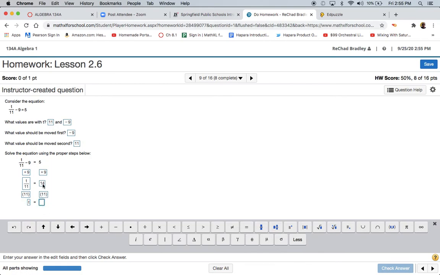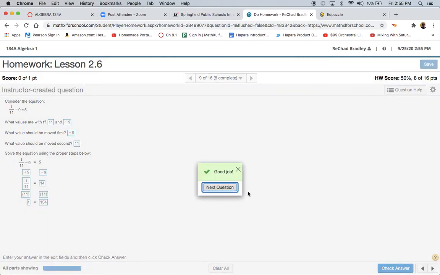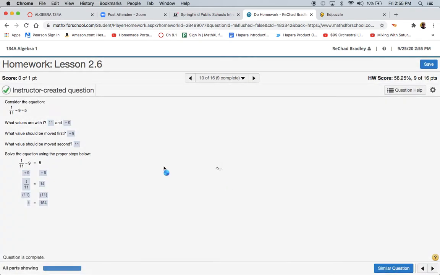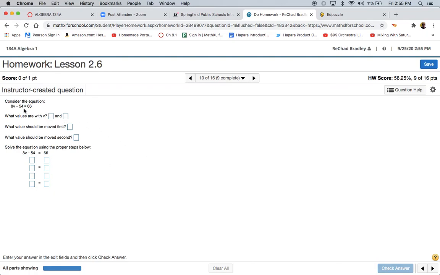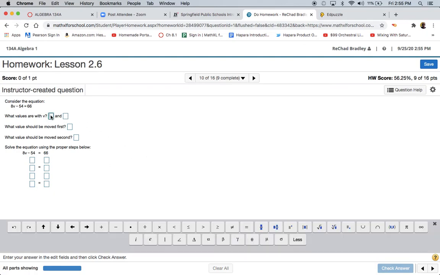The trick for multiplying a double-digit number by 11 is that you take the number and write it, and then in between you put the sum. 1 plus 4 is 5. So because 1 and 4 make 5, I'm multiplying by 11. It should be 154. But again, that just takes practice. Values with v are 8 and negative 54.